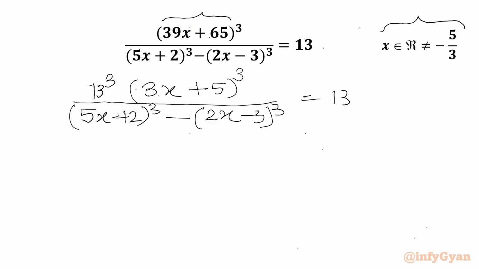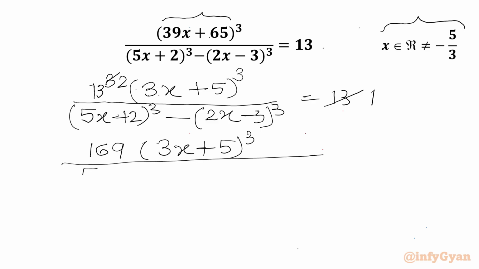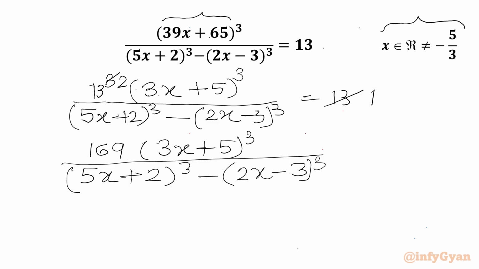Now we can divide both sides by 13. So I will write here 1 and here power will be 2 only. So 13 square is 169 times (3x plus 5) whole power 3 over (5x plus 2) whole cube minus (2x minus 3) whole cube. This will be equal to 1.